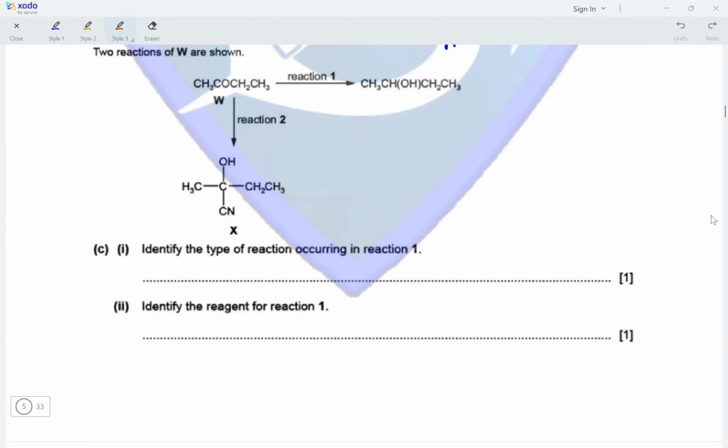Two reactions of W are shown. So W, when it undergoes reaction 1, produces a secondary alcohol. So reaction 1 is basically reduction of W. And in reaction 2, W forms a compound with an OH group and a CN group attached to the same carbon atom. So this compound is called a hydroxynitrile or a cyanohydrin. That means reaction 2 is a nucleophilic addition reaction.